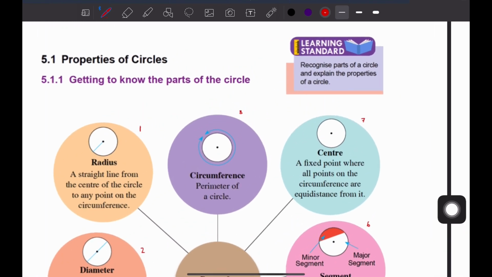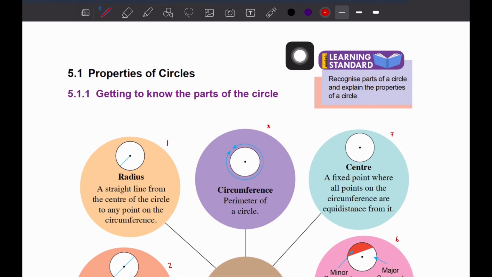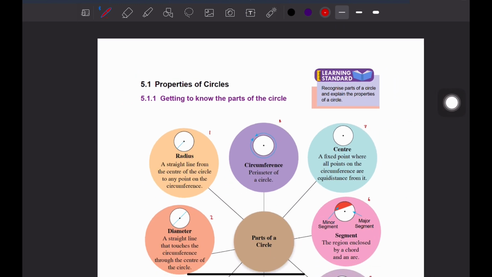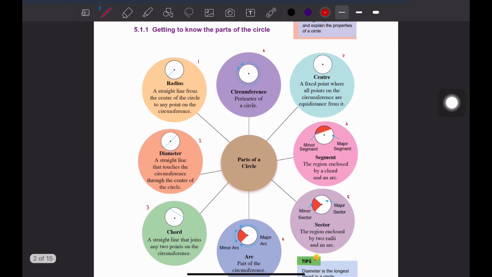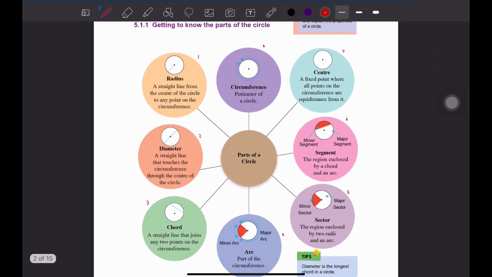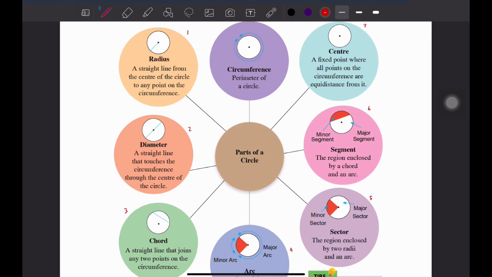Now, let's look at our first learning standard for today, which is recognize parts of a circle and explain the properties of a circle. I think everyone knows what a circle looks like, right? But actually there are certain properties of a circle that you need to know. So let's look at the parts of a circle.